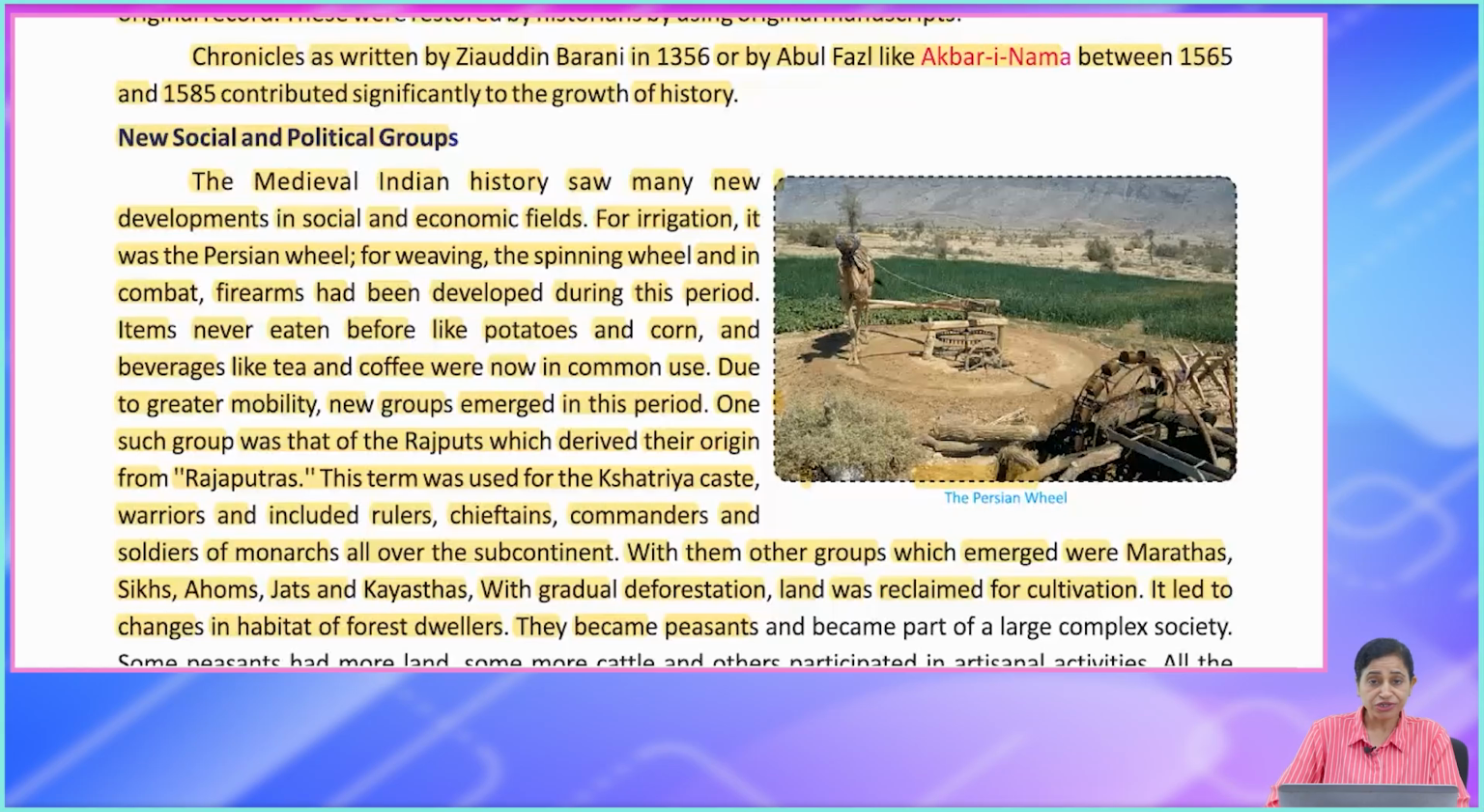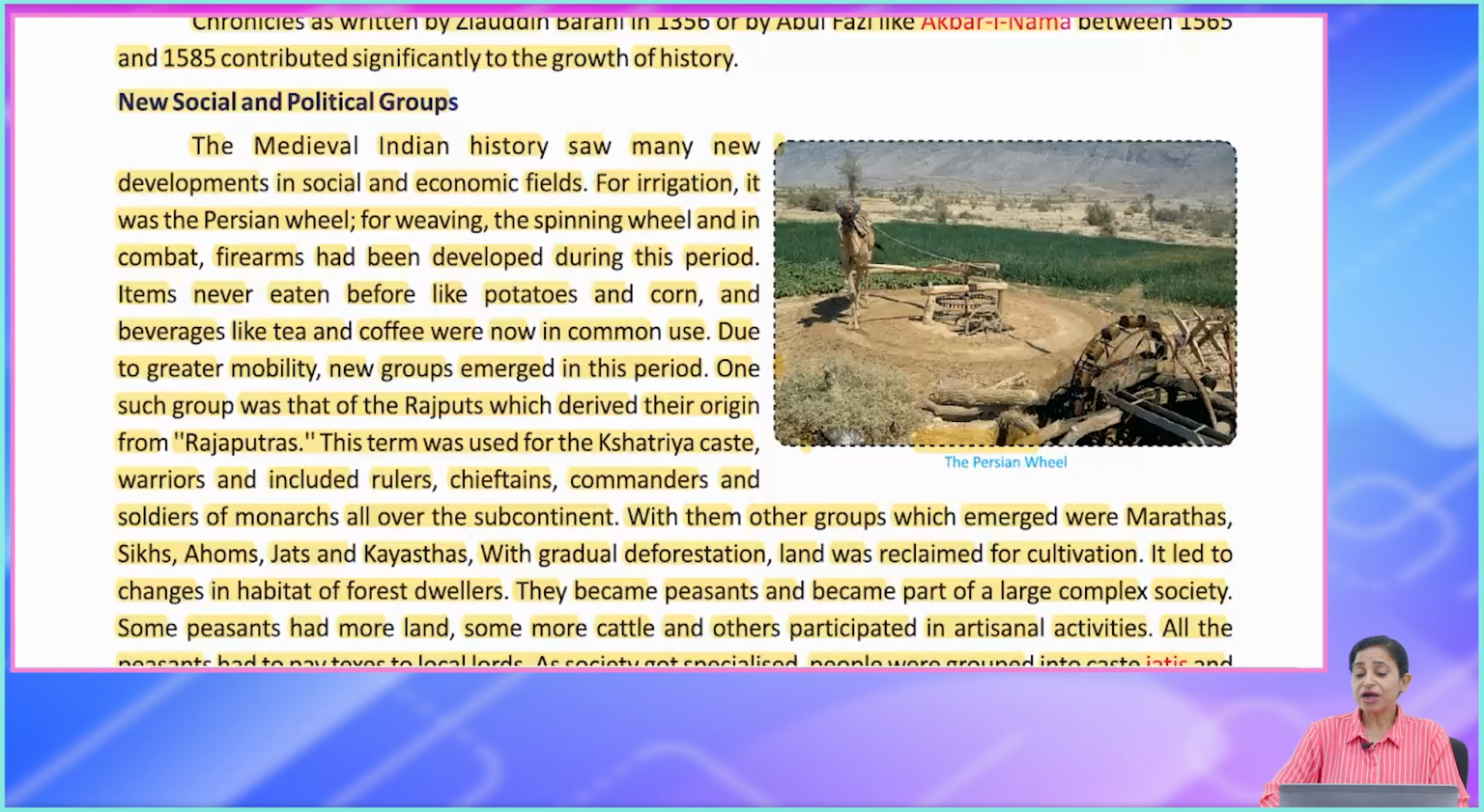It led to change in habitat of forest dwellers. They became peasants and became a part of a large complex society. Some peasants had more land and some more cattle, and others participated in artisanal activities. All the peasants had to pay taxes to local lords.